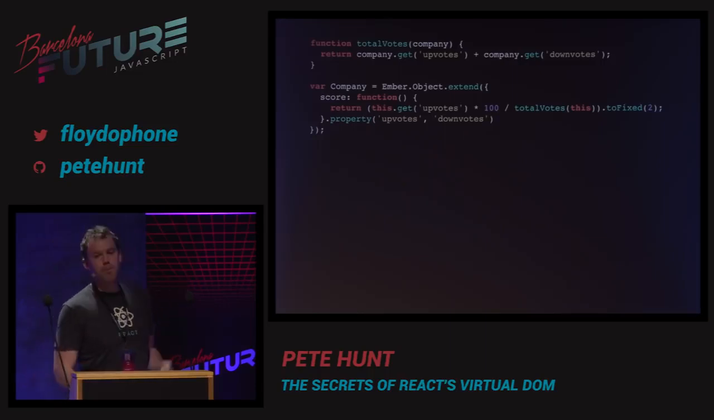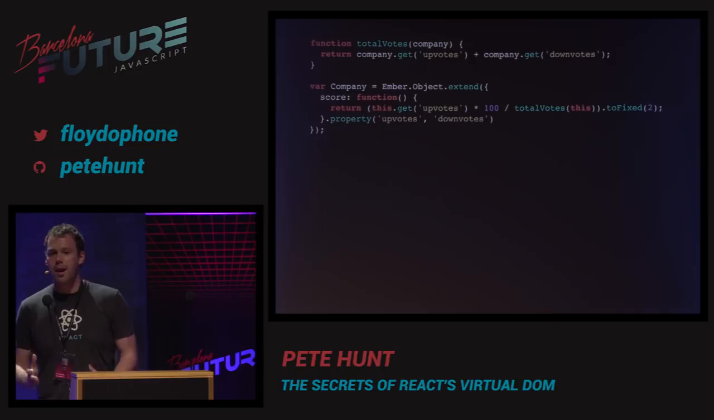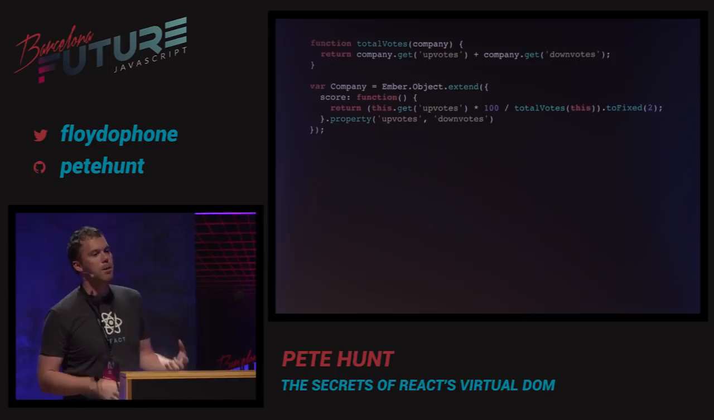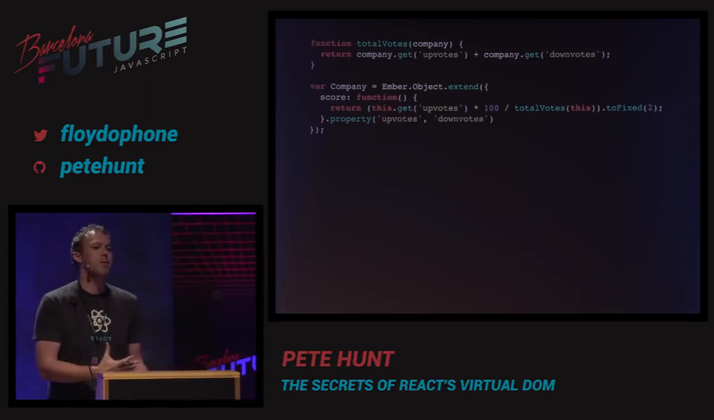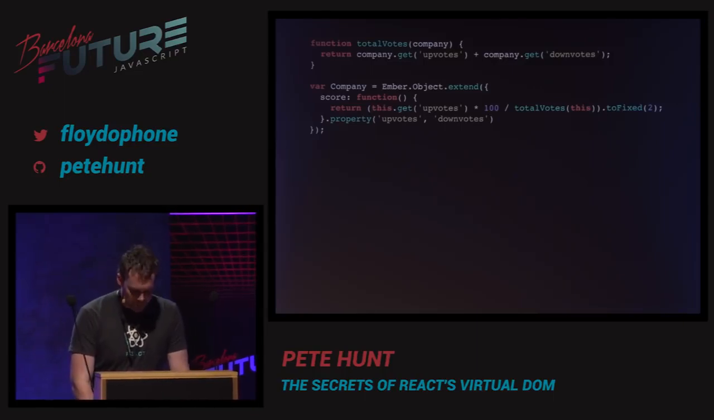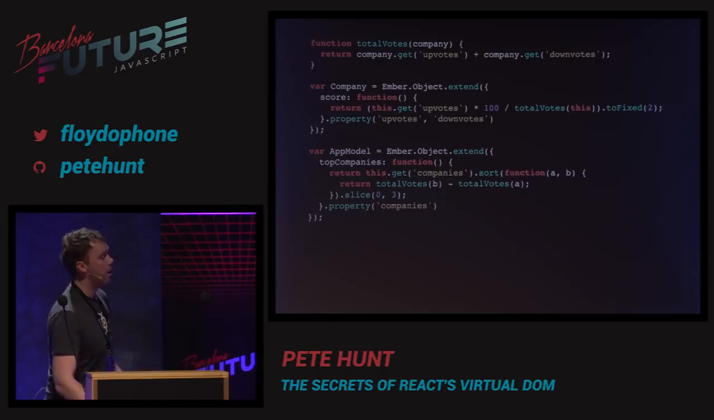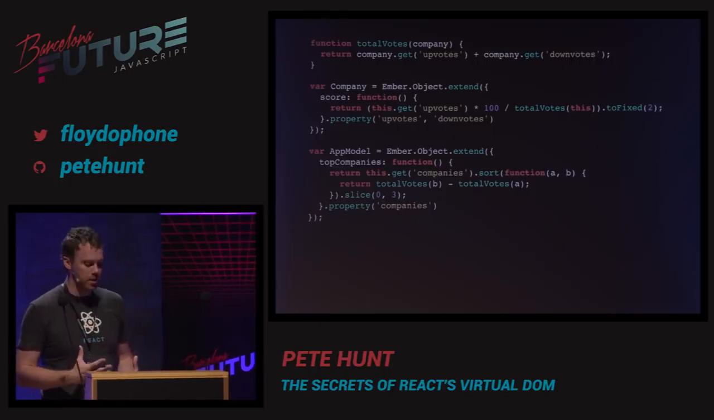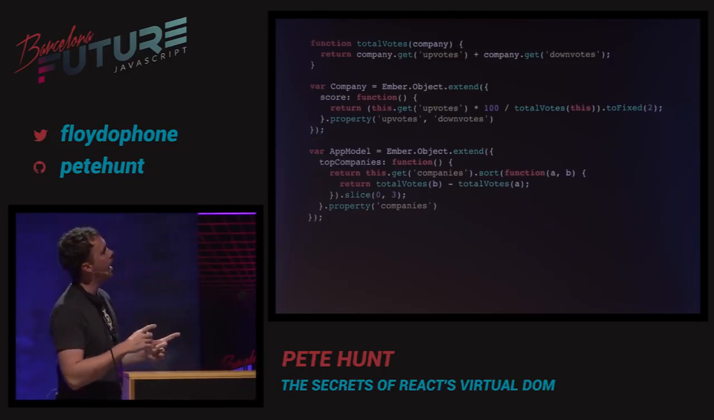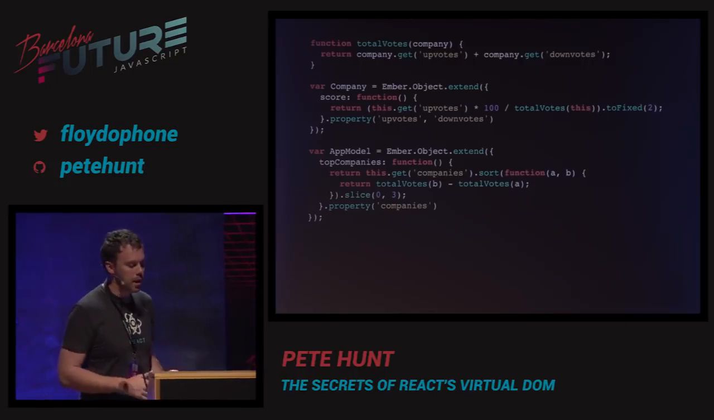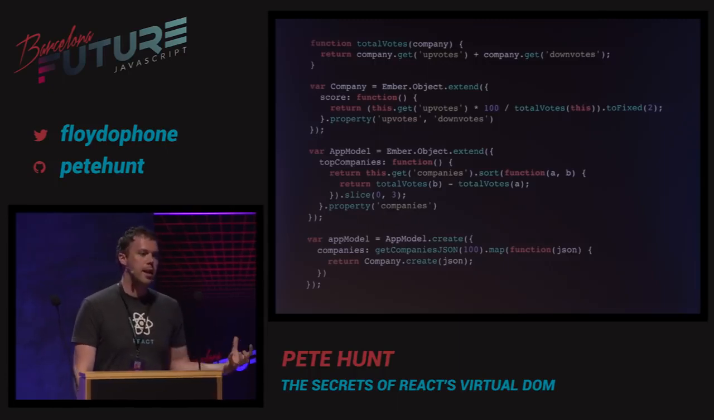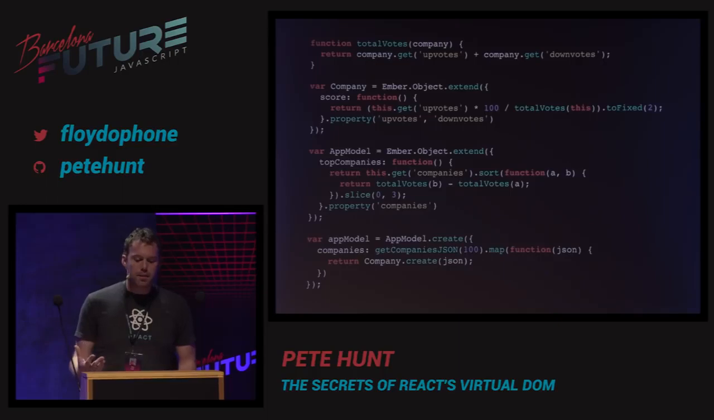Now, take a look at this .property right there. That indicates that it's a computed property. And this tells the system, hey, whenever the upvotes or the downvotes change, make sure that we recompute this score computed property. And when that score computed property recomputes, it will update the DOM as well, because it has things observing it as well. So moving on, we build our overall application model, which has that top companies array. And the way that we implement this is we have this companies raw array, and we sort it by the total number of votes, and we slice off the top 3. And finally, we add a little bit of glue code to glue our JSON data structure that we got from the server into Ember's system.